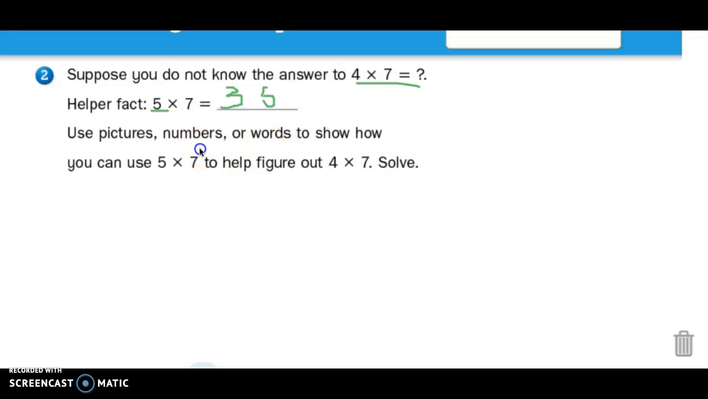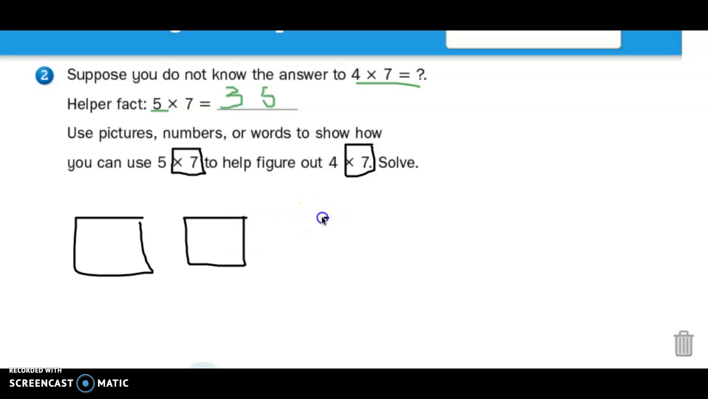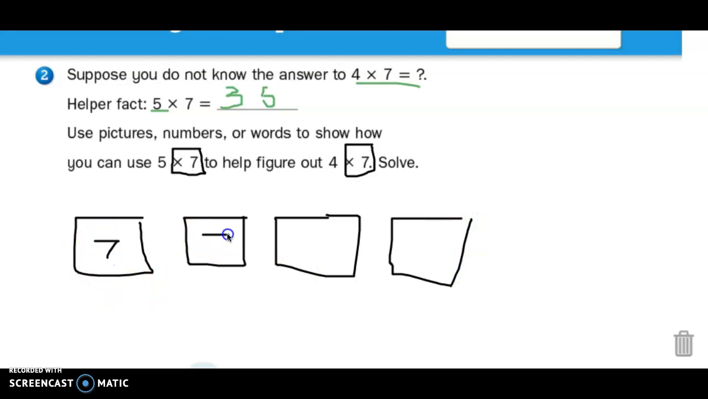Well, you know what number I see stays the same? It's 7. So maybe I want to do groups of 7, since 7 stays the same. I started with 4 times 7. But you know what? I want to use my helper fact.